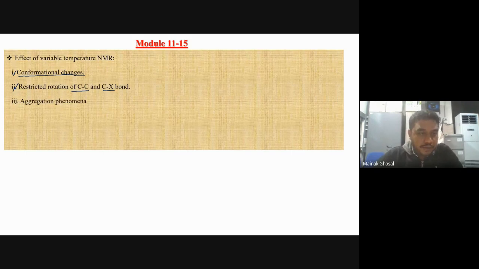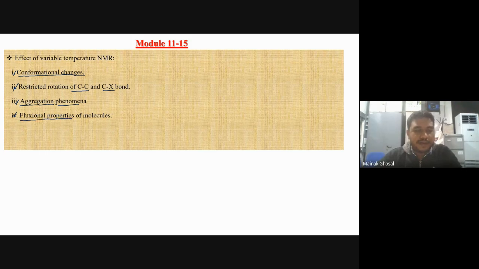Also, you can monitor aggregation phenomena. In the aggregated state and in the monomeric state, you will see a concentration dependent NMR shift. From this concentration dependent NMR shift, you can calculate a lot of things, which I will come to later. And also you can monitor the fluxional behavior of the molecule.